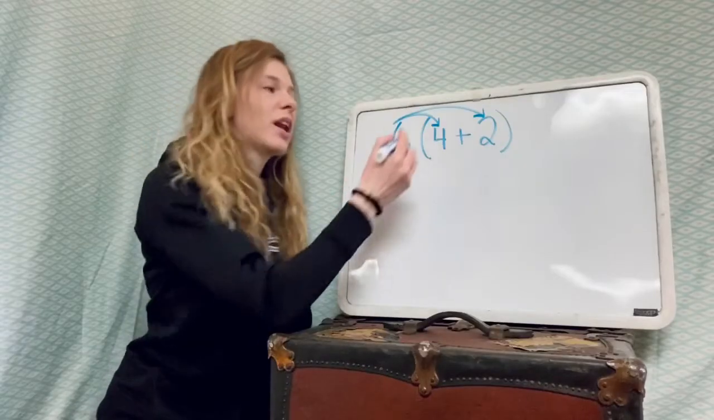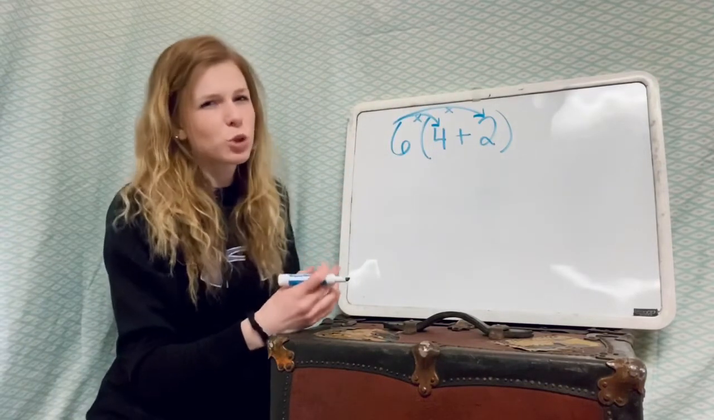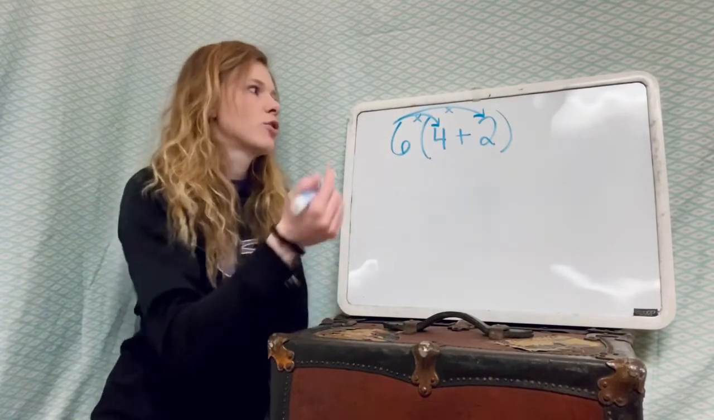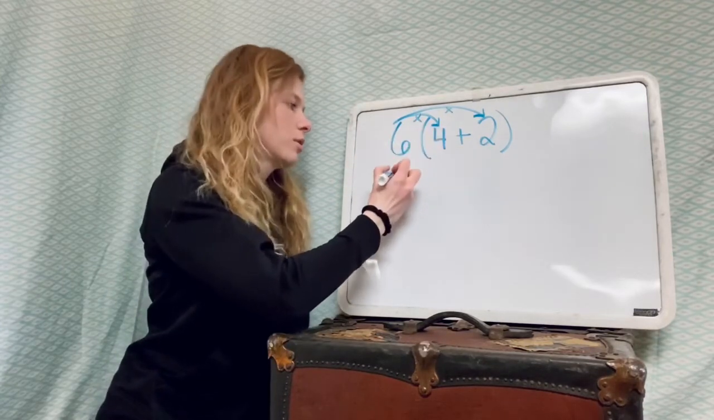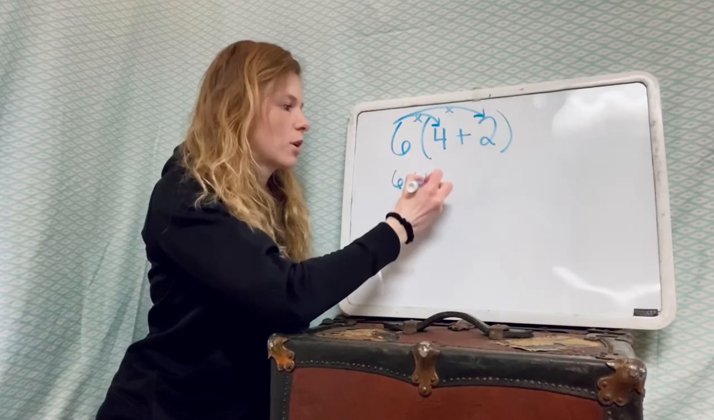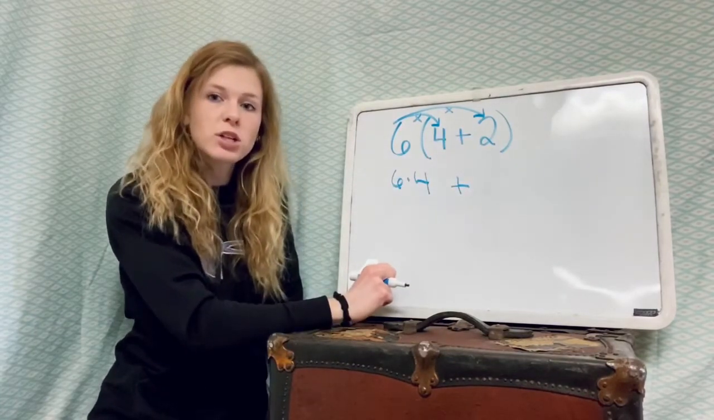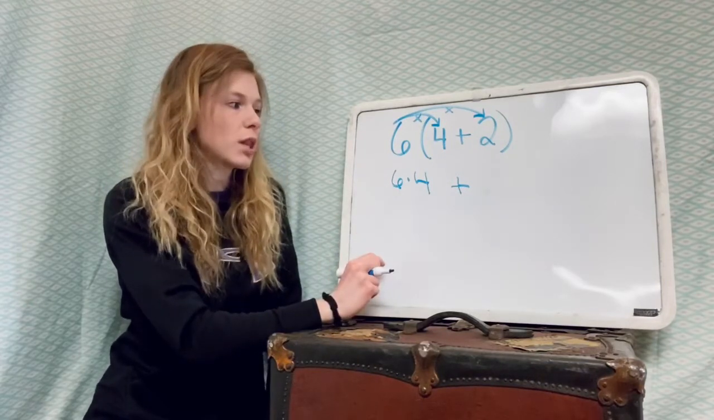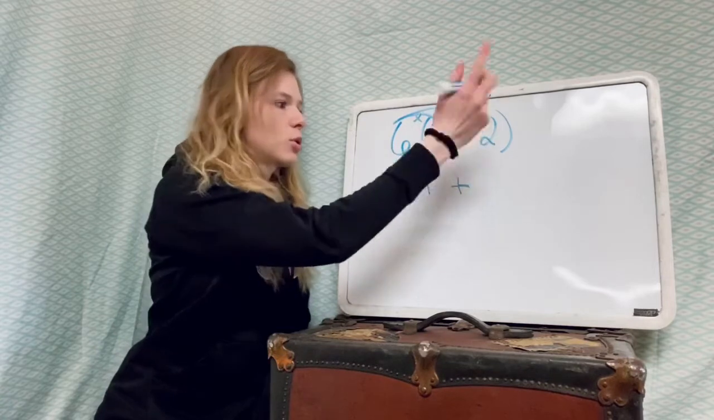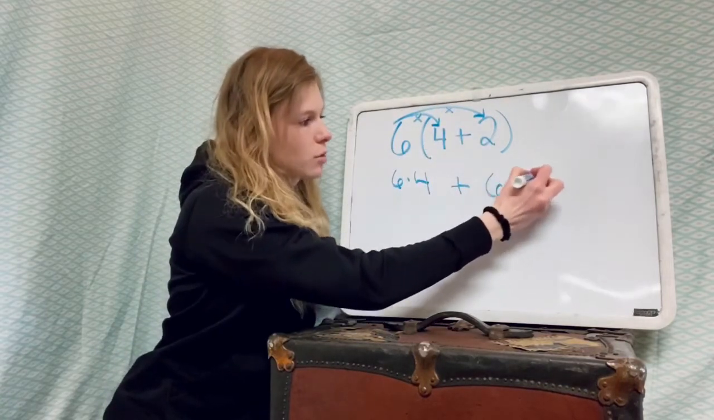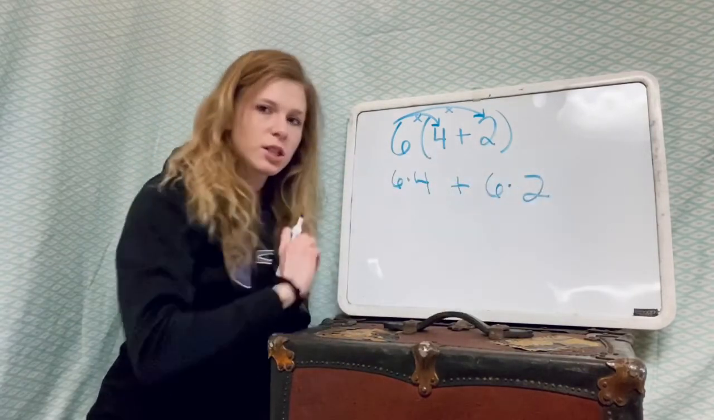Now I'm going to put an X on both of my arches to remind myself that when I distribute, I'm going to use multiplication. So the first thing, I'm going to follow my first arch. It says 6 times 4. So I'm going to write down 6 times 4. Bring down my plus sign. Sometimes it will be a subtraction sign. Just make sure you pay close attention to that. Then I'm going to follow my second arch, which says 6 times 2.